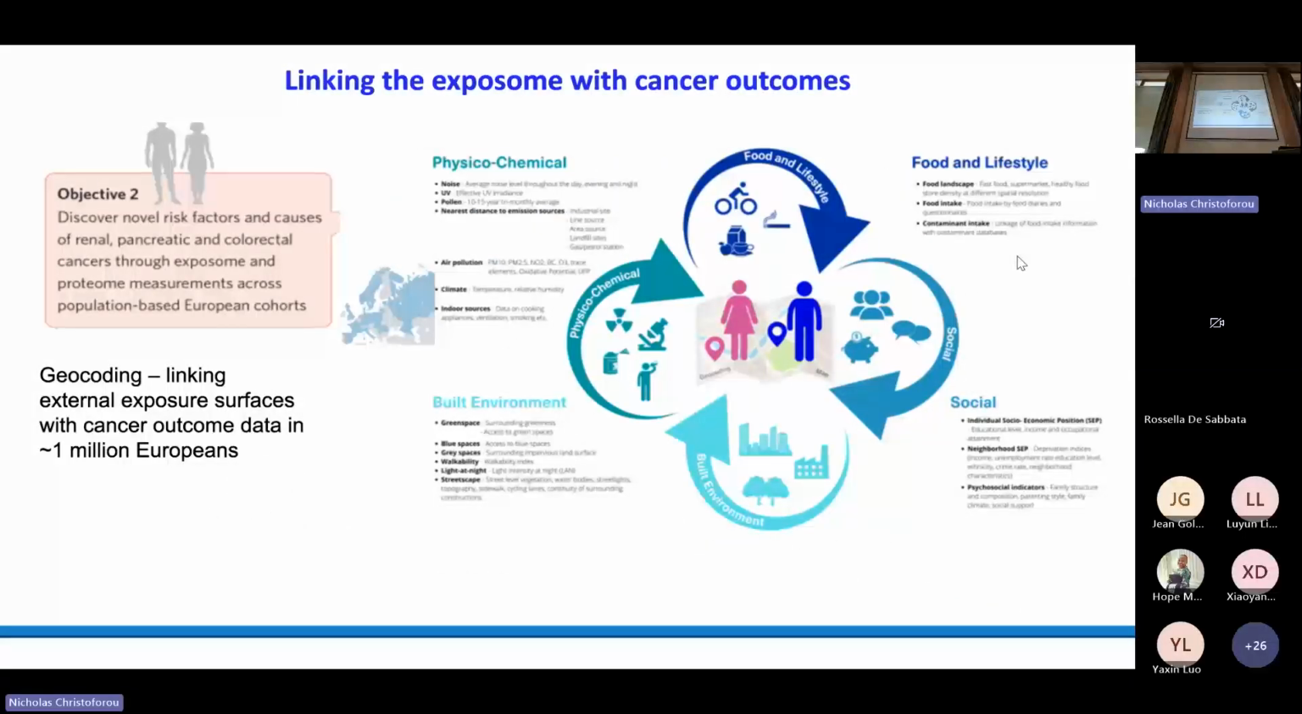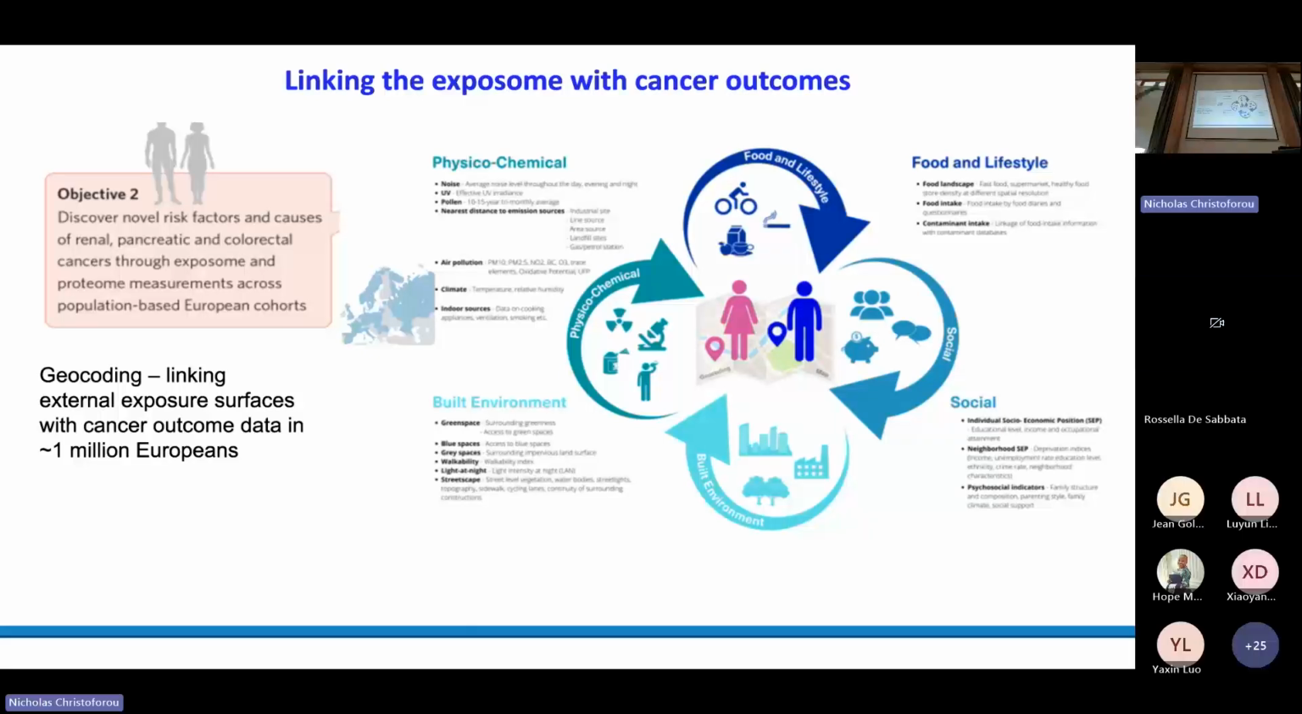Then, as I said, in objective 2, we are going to be firstly performing what we call an external exposome analysis. So using geocoding and exposome surfaces, where we can try to identify, are there correlations between cancer incidence and particular environmental exposures. So using exposome surfaces, which have been collected in around 1 million Europeans within these cohorts.